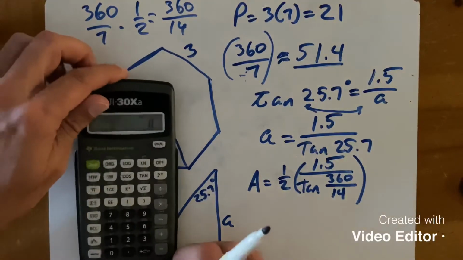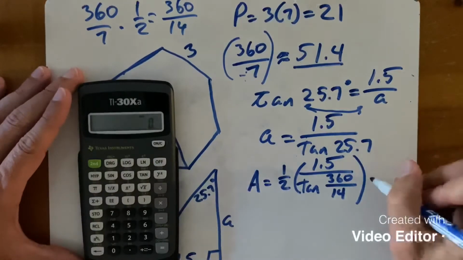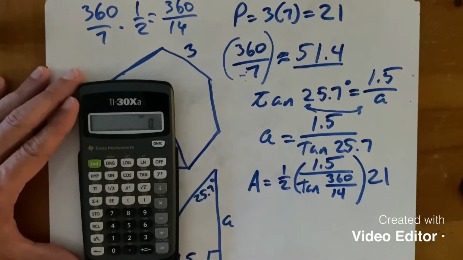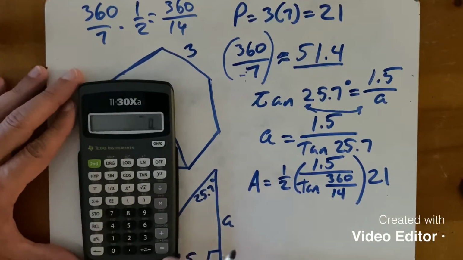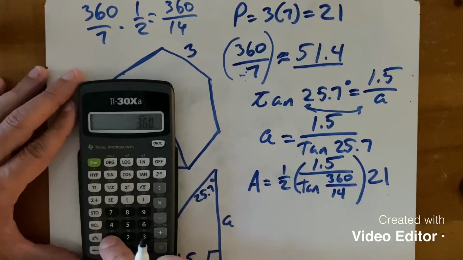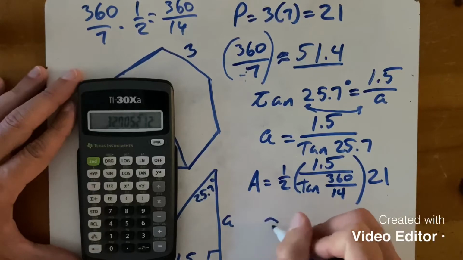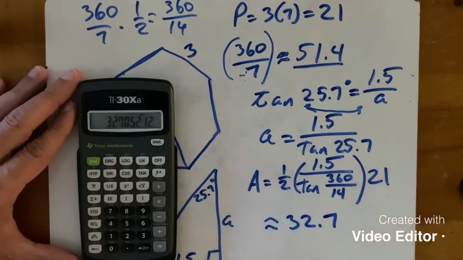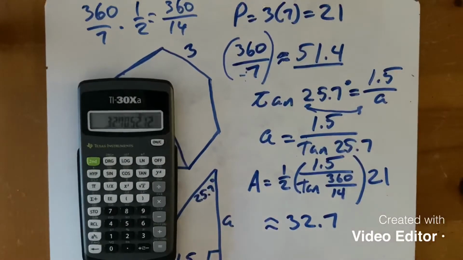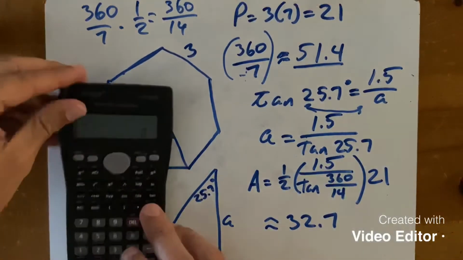All right, so in the calculator, we're gonna do what's inside here first. Oh, sorry, and then we have to multiply that by our perimeter at the end. So let's do what's inside first here. So I'm gonna do 1.5 divided by, and I'm gonna use parentheses, 360 divided by 14, tangent, equals. Okay, so I did 1.5 divided by the tangent of 360 over 14. Then I'm gonna do times 21 times 1/2, and I should have ended up with a final answer of approximately 32.7. All right, I'll do it in the other calculator in case you have one like mine, so you can see it if it types it out.